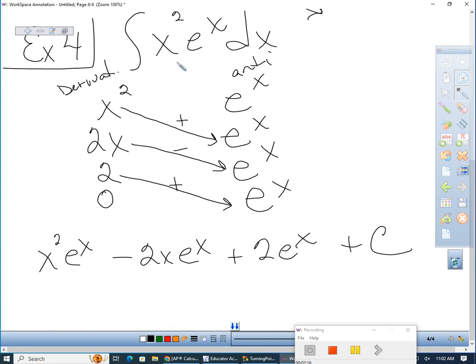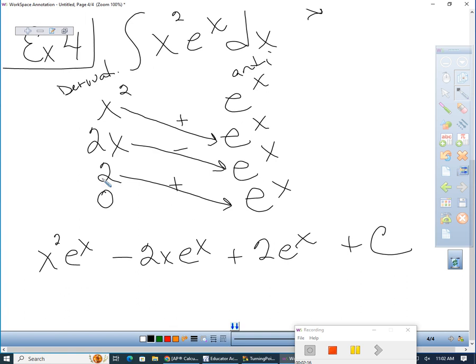This works if one of the functions can derive all the way down to 0. So like if your two functions are sine and cosine, they never get to 0, right? Or e to the x never gets to 0. But if one of your functions can derive down to 0, this works.